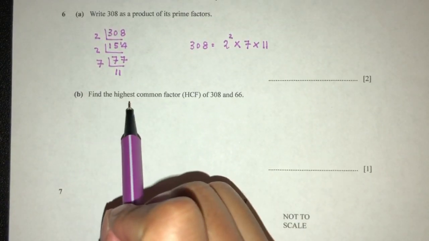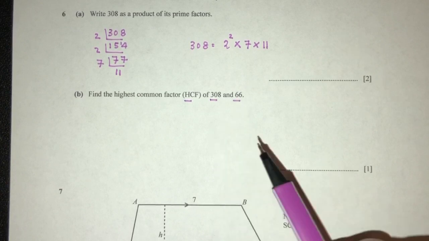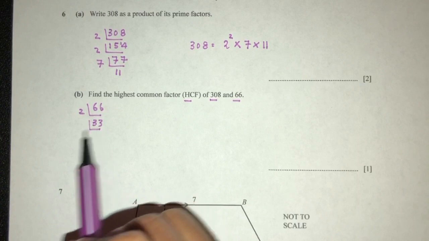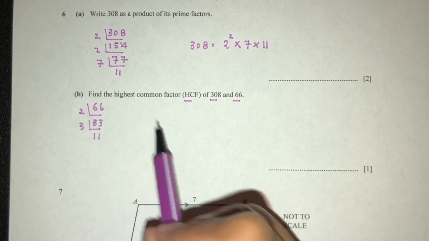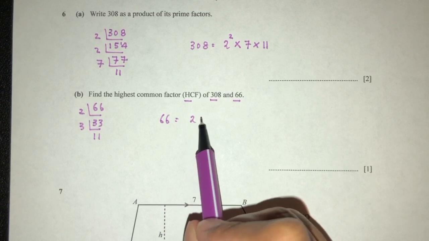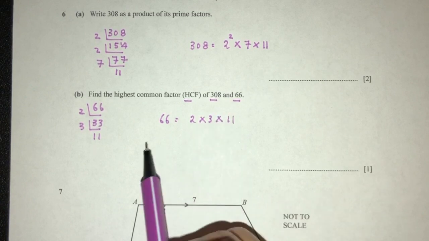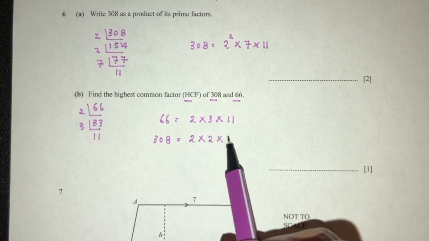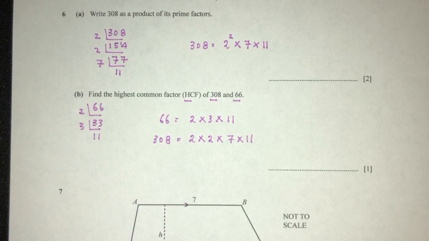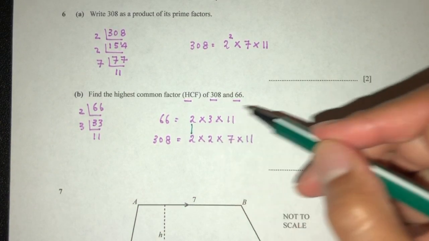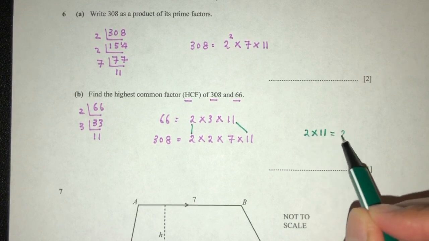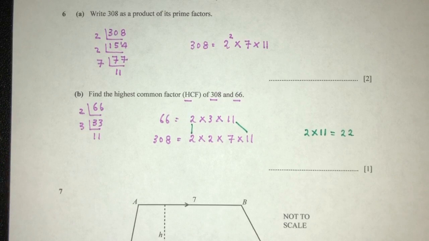Now we have to find the highest common factor, HCF, of this and this. So what are the prime factors of 66? Divide by 2, that will be 33. Divide by 3, that should be 11. So 66 is equal to 2 times 3 times 11. Now 308 is 2 times 2 times 7 times 11. So the HCF will be the ones that match. For example, this matches with this, and this matches with this. So we have 2 times 11, and that will be 22 as your answer for the HCF of those two numbers.